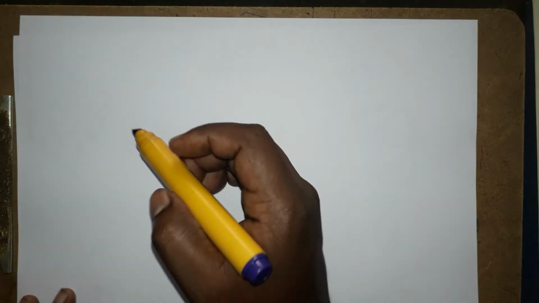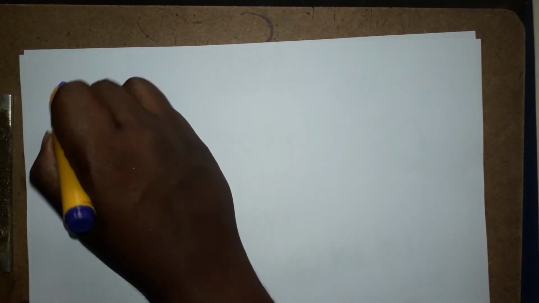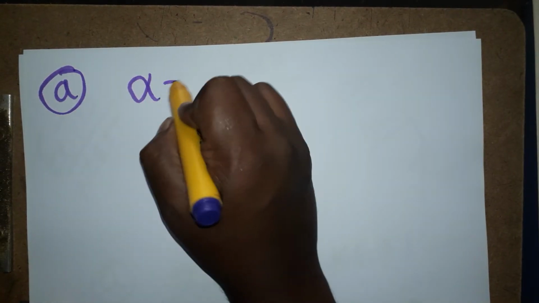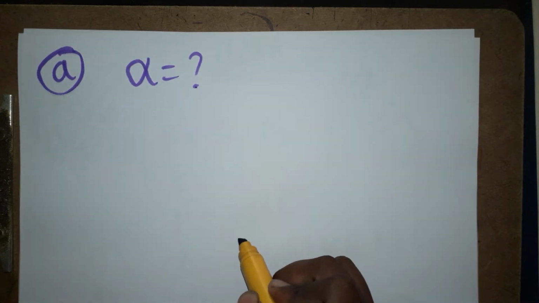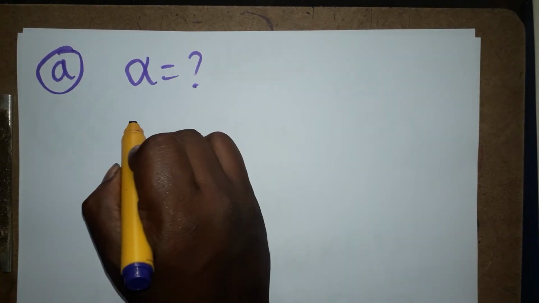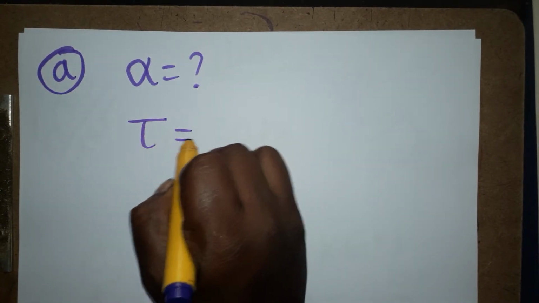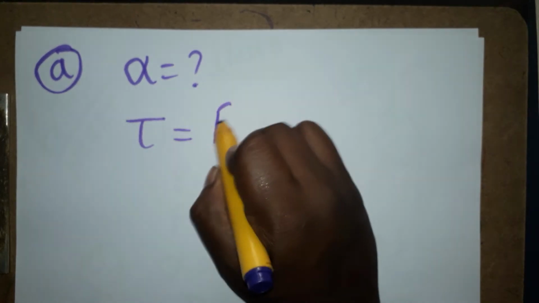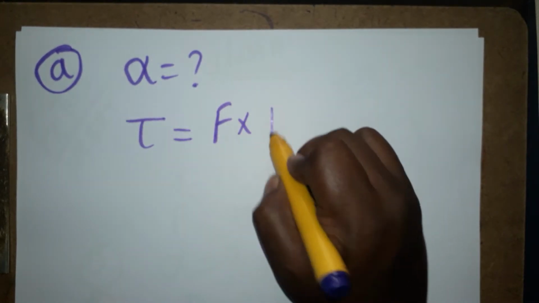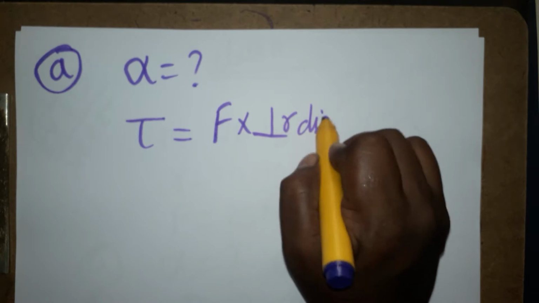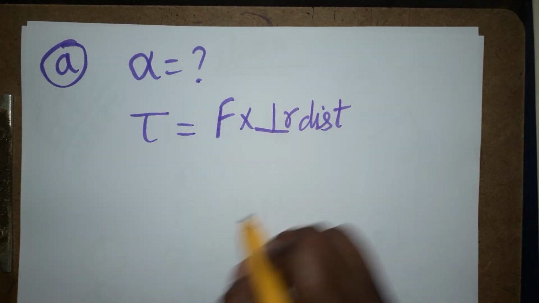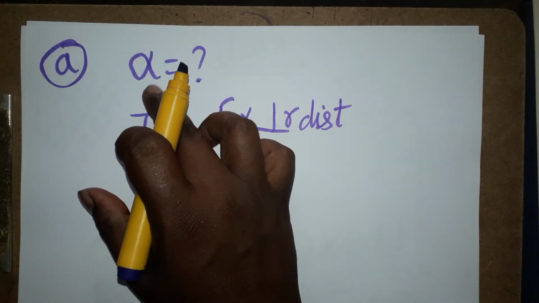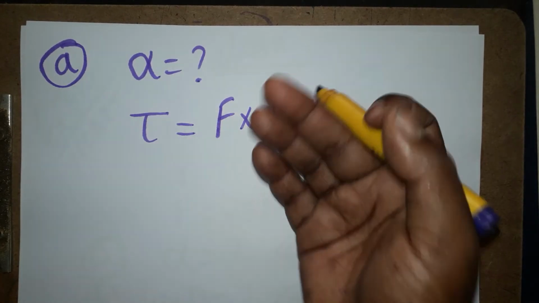First, I am going to solve the first question, A, angular acceleration. If you want to find angular acceleration, you can easily find it if you find the torque. Torque is equal to force into perpendicular distance. We are going to find alpha. If you find the torque, you can find alpha easily.